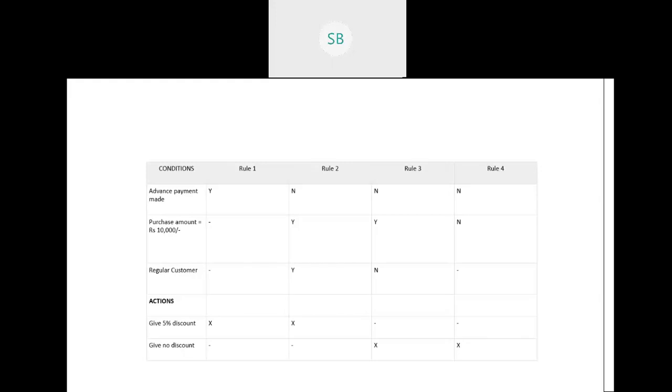Anyone not clear, or no one is clear? Akshaydeep, are you clear? Decision table, not clear. Which part? The whole part is not clear. Papali ma'am, which one? This decision table? Yes, ma'am.